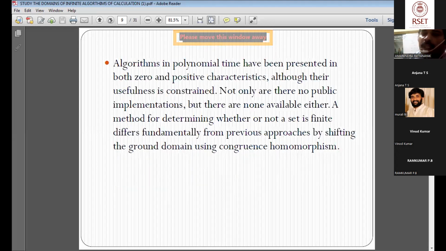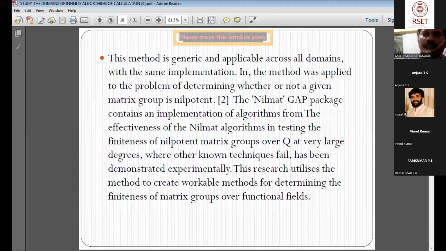Algorithms in polynomial time have been presented in both zero and positive characteristic, although their usefulness is limited. Not only are there no public implementations, but none are available either. A method for determining whether or not a set is finite differs fundamentally from previous approaches by shifting the ground domain using a congruence homomorphism. The method is generic and applicable across all domains.